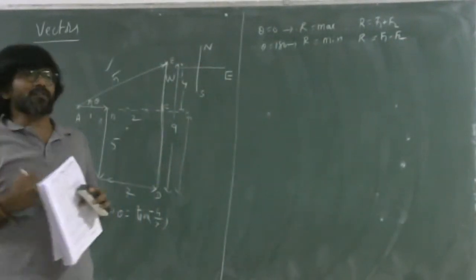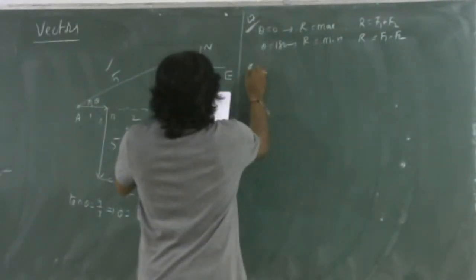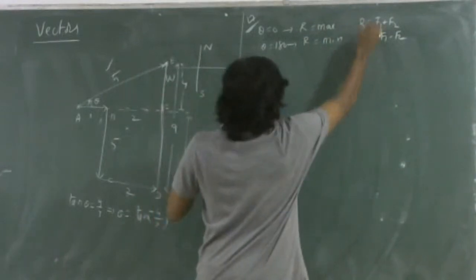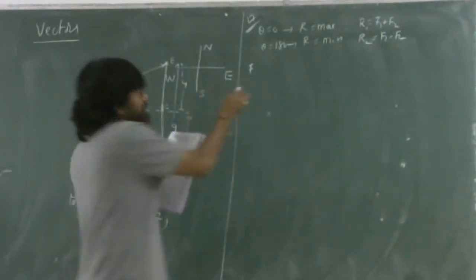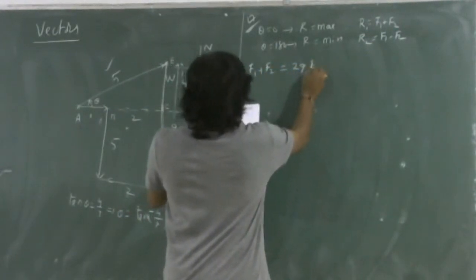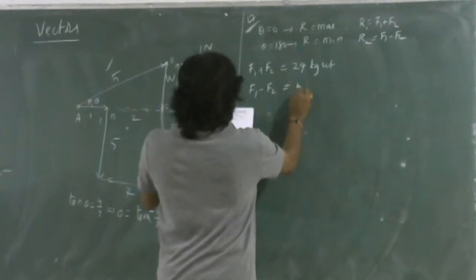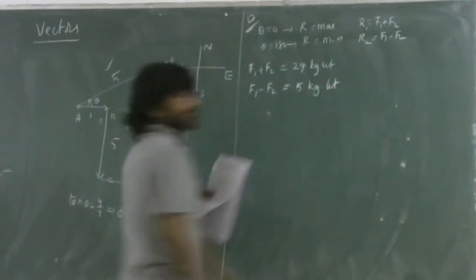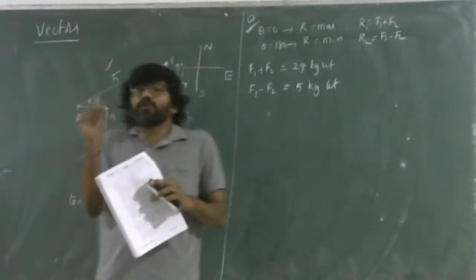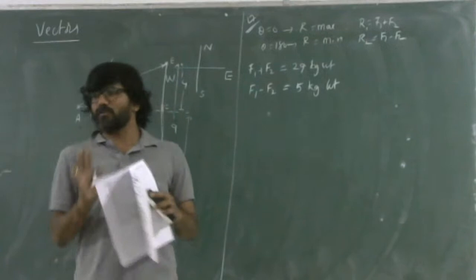Is it clear? The two forces F1 and F2 are given. In the 17th question, the greatest and least resultants are given. You can take this as R1 and this as R2. So F1 plus F2 is equal to 29 kg weight, and F1 minus F2 is equal to 5 kg weight. The options are also given in kg weight, so there is no need to convert here. If the options were given in Newton, then you would have to convert, but here the same units can be used.